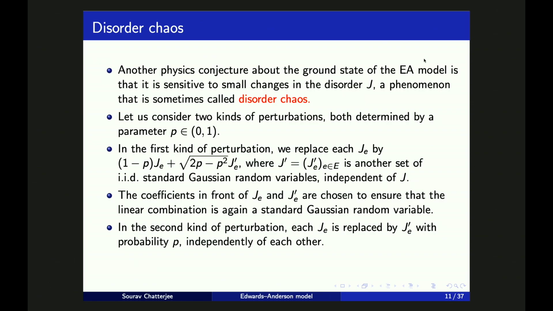In the second kind of perturbation, each J_e is replaced by an independent copy with probability p. So with a very small probability, you replace a coupling by an independent random variable. This is more common in the physics literature. The physics papers considered this kind of perturbation, but the first kind is more common in probability. We work with these kinds of little perturbations in noise sensitivity. So in both cases, the perturbation is small if p is small.